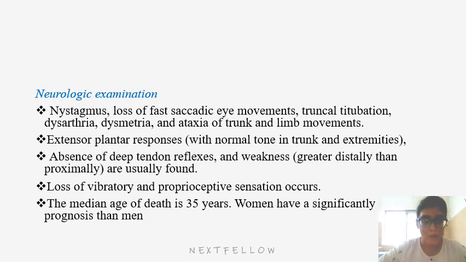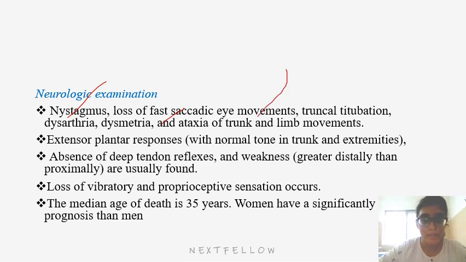So coming to the neurological examination: nystagmus, loss of fast saccadic eye movements. Saccades are the fast movements. Now what are basically saccades? Imagine you're sitting in a room, and suddenly one beautiful girl enters. Suddenly your eyes move towards that girl. That fast movement is known as a saccade. So there is loss of that fast movement.